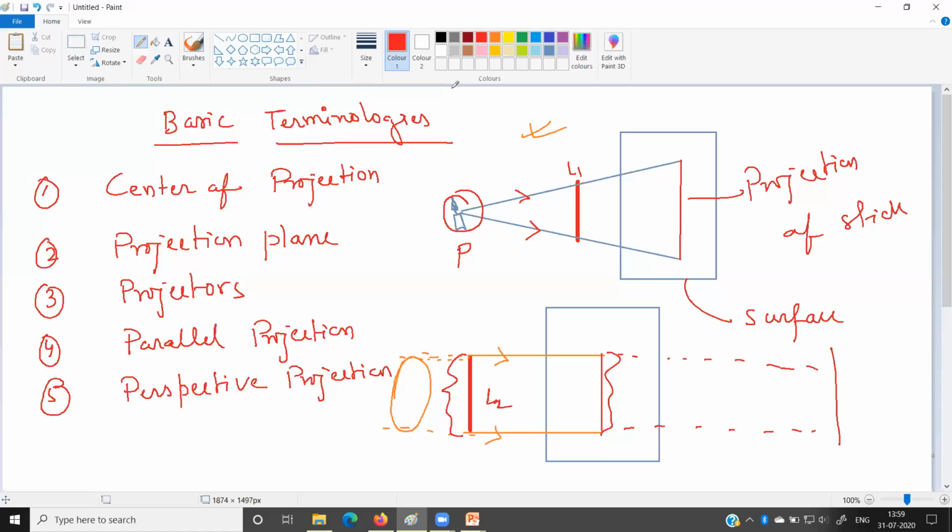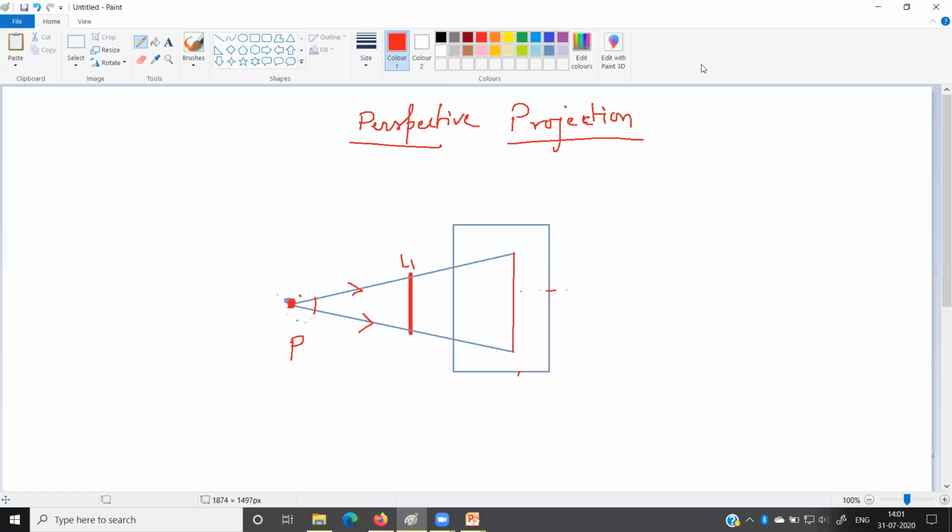Fine. Now next I will discuss the perspective projection. In case of perspective projection, here you can see this is an example of the perspective projection. Here the light sources are coming from this point. Basically the projections are taken from the center of projection. So here you can say that P is the center of projection, and the projectors are passing through the line L1, and the projection is taken on the projection plane, and this L1 dash is the projection of the line L1.